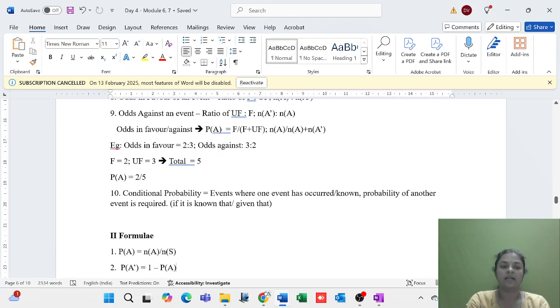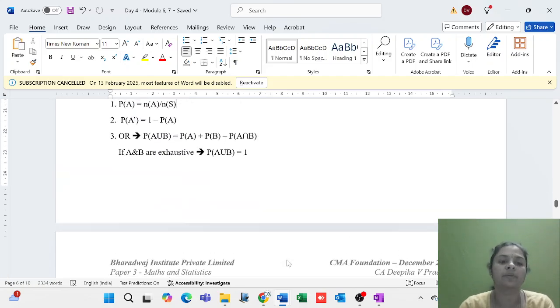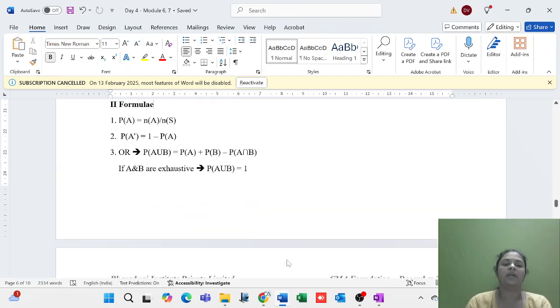Now that we are done with the basics, let me quickly go into the formulae. P of A is equal to N of A by N of S, where P of A dash is 1 minus P of A, because total probability is always 1. When it is OR condition, P of A union B is equal to P of A plus P of B minus P of A intersection B. And when they mention the words A and B are exhaustive events, then we should say P of A union B is equal to 1.